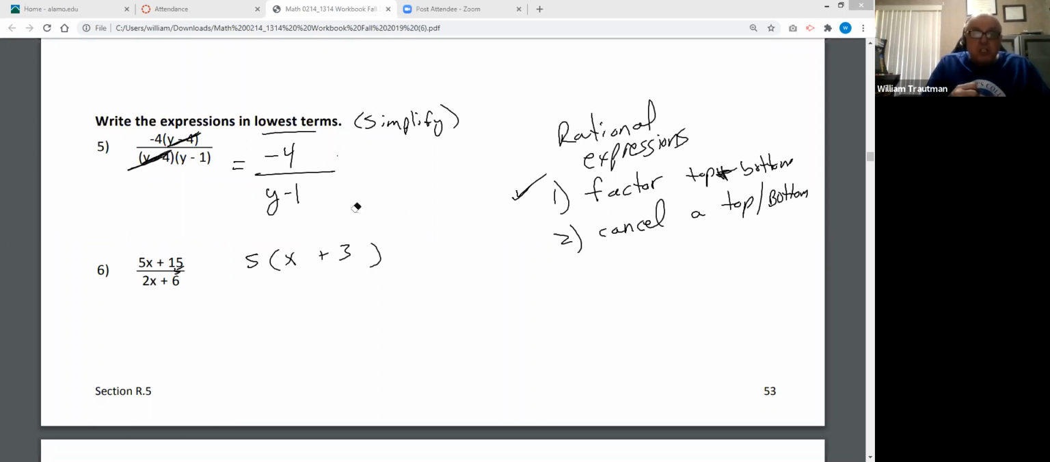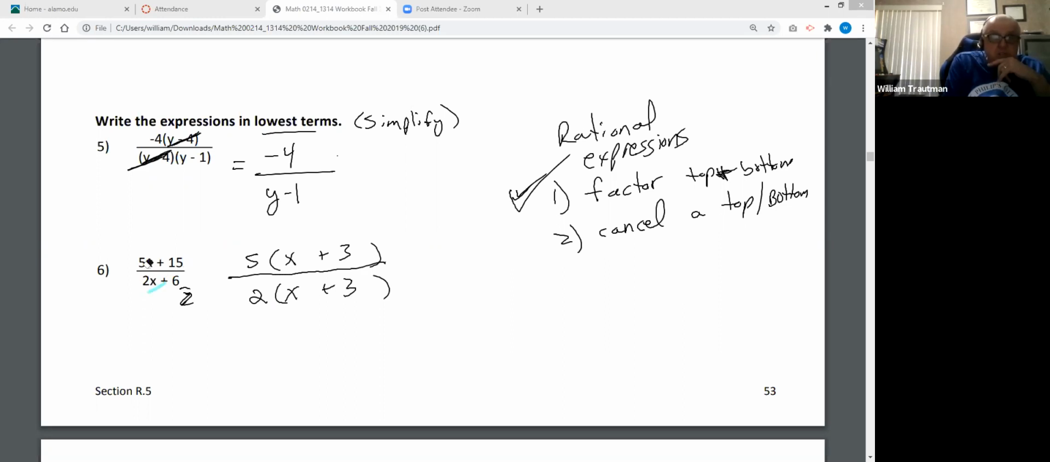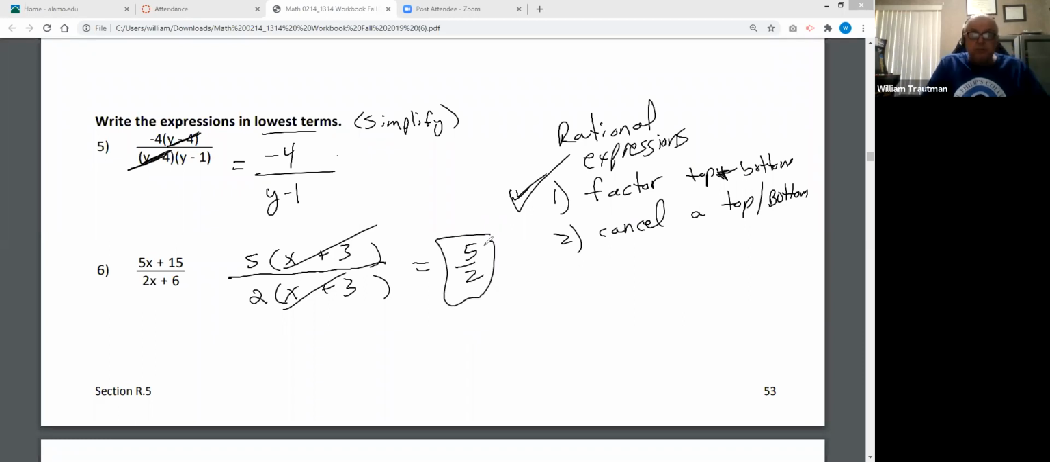On the bottom, a 2 factors out as a GCF. Divide both by 2. 2 divided by 2 is 1x. 6 divided by 2 is a positive 3. So we did step 1. We factored the top and we factored the bottom. Step 2 is cancel any parentheses or any numbers that are the same. Well, these parentheses are identical. My answer that I'm going to write down is 5/2. So we factor and then we cancel. You have to know how to factor.